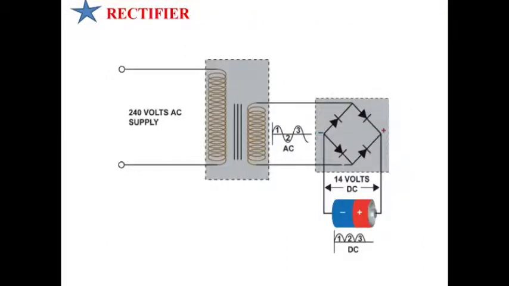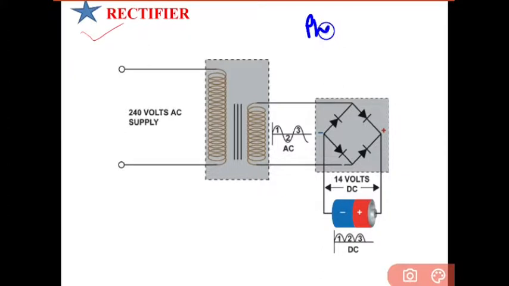Now this is also a very important term in electrical engineering, the rectifier. A rectifier is a device which converts the AC supply into the DC supply. At so many places we use a DC supply instead of an AC supply. For example, for charging our mobile phone or our laptop, we definitely require a DC supply. So this is the transformer that is placed, and it is a step down transformer.